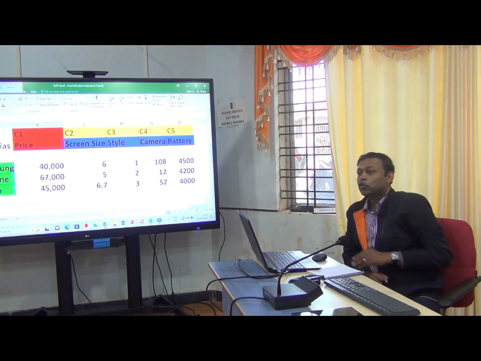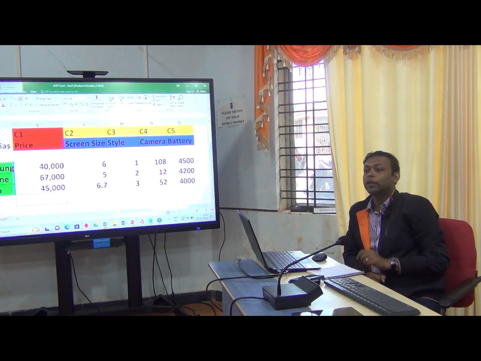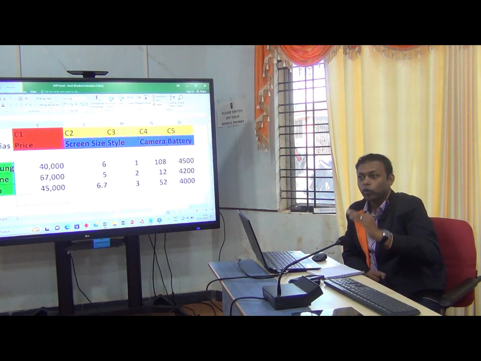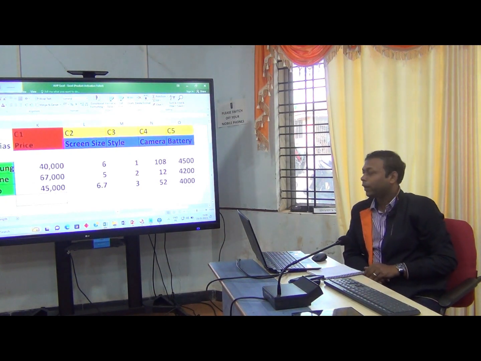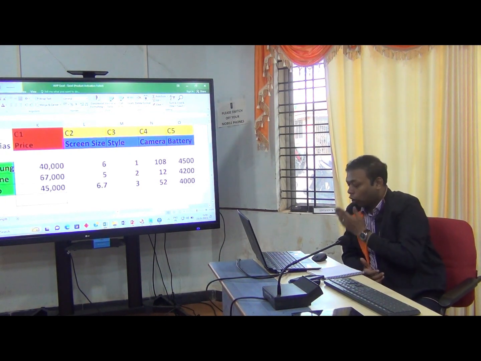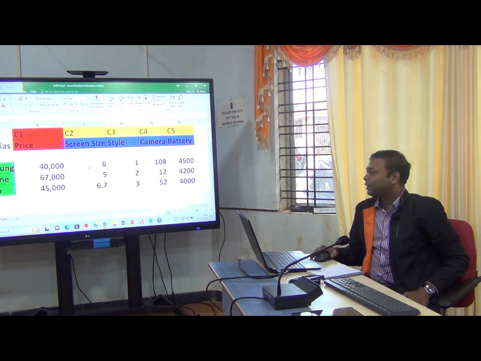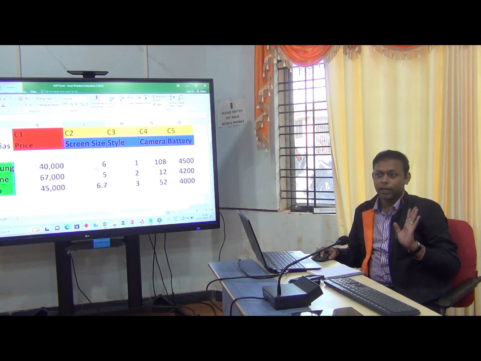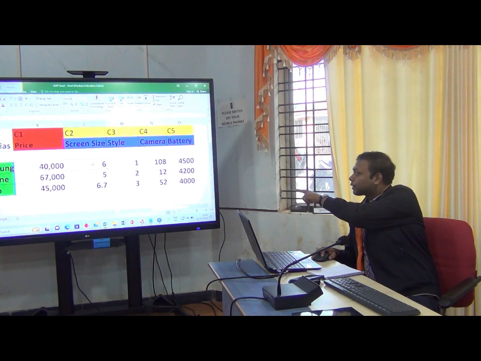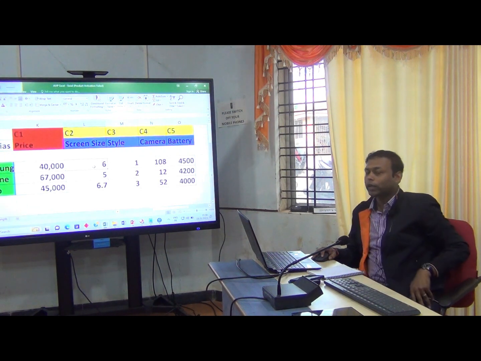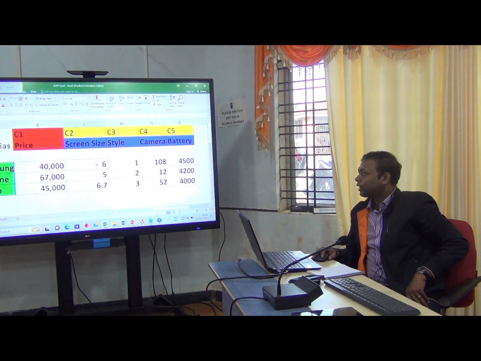The rest, like screen size, style, camera, are basically beneficial criteria. The more you have under that criterion, the better for the selection. For the normalization of beneficial criteria, we generally divide by the maximum value. If I want to normalize this one, what is the maximum value? 6.7. We simply divide this particular cell value, meaning xij divided by maximum xij, so that will be 6 by 6.7.